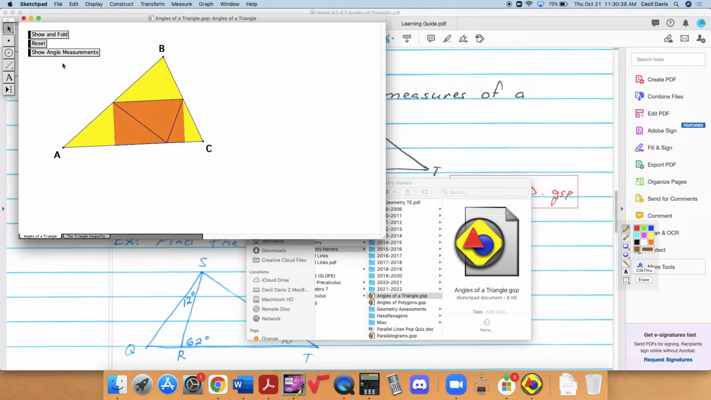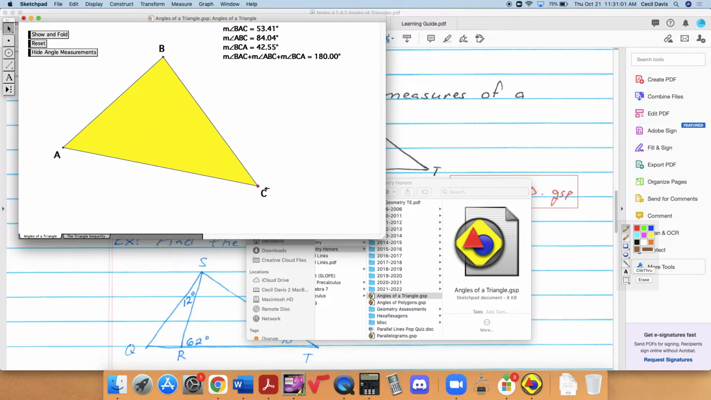But I can also show you the angle measurements for this. There are the angle measurements. It adds up to 180 degrees exactly. Okay, let me reset this. Is there ever an exception to that? Nope. And if I was to drag around this point, notice all those angle measurements are changing, aren't they? But the sum is always 180, no matter what.